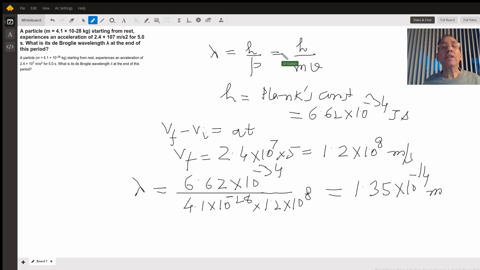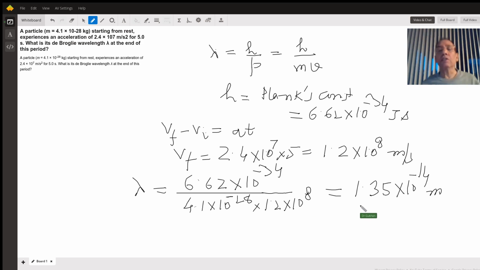So if I plug all these values into this equation, lambda is equal to h upon momentum, mass times velocity. I'll get 6.62 × 10^-34 divided by 4.1 × 10^-28, which is the mass, and the velocity, which on acceleration has become 1.2 × 10^8 meter per second. If I plug in these values, I'll get the value of wavelength associated with this particle to be approximately 1.35 × 10^-14 meters.